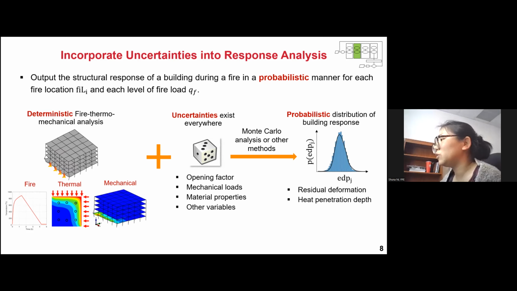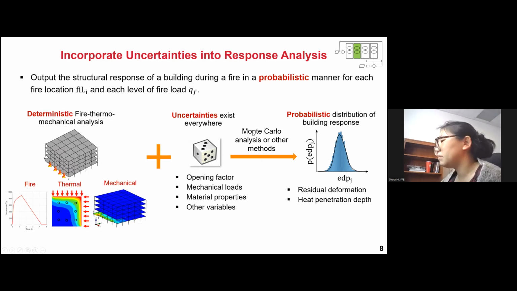So rather than telling people the deformation is 100 millimeters or not, we tell people that the deformation of this slab under the fire follows a lognormal distribution, and the mean value is what, and the standard deviation is what. So this is what we have done.